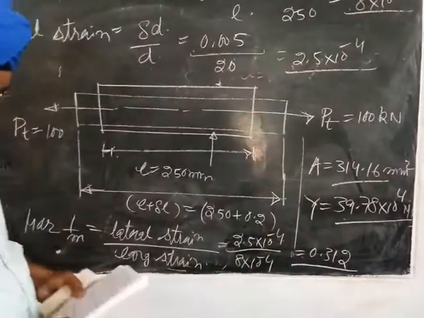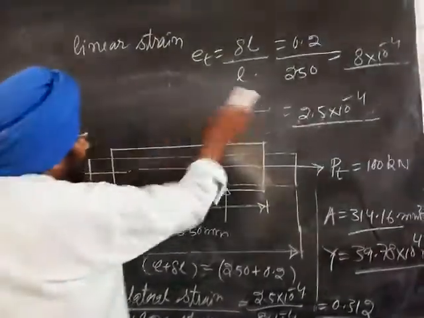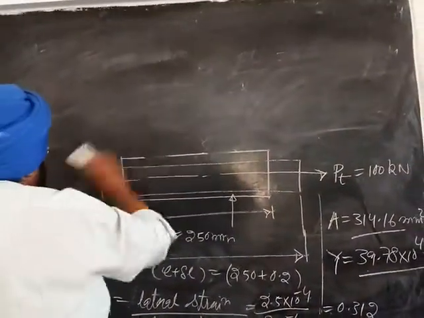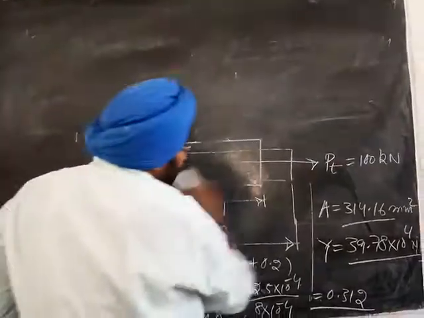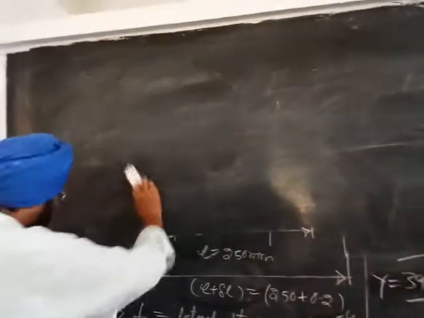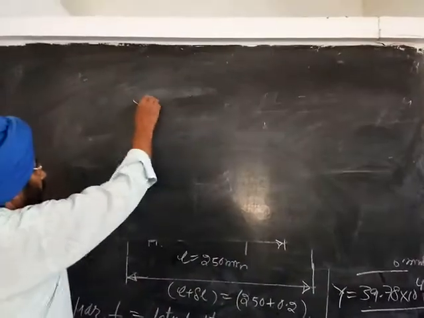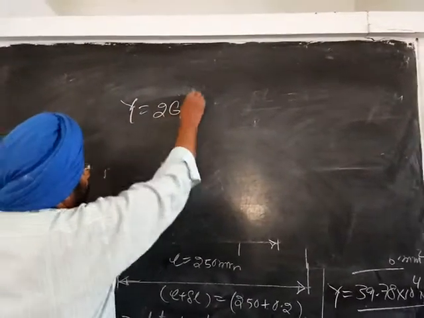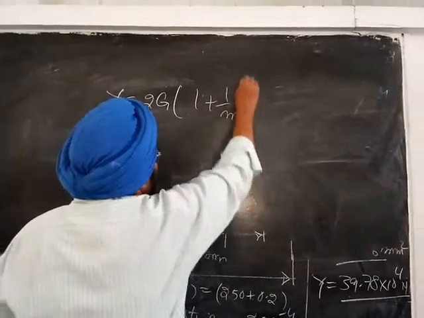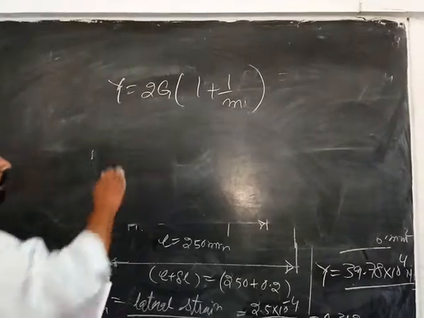So then we know the relation between Young's modulus and shear modulus. So Y is equal to 2G into 1 plus 1 upon m. This is the relation between Young's modulus and shear modulus, or modulus of rigidity.